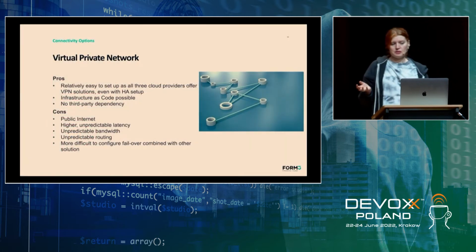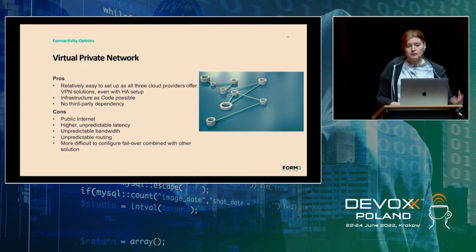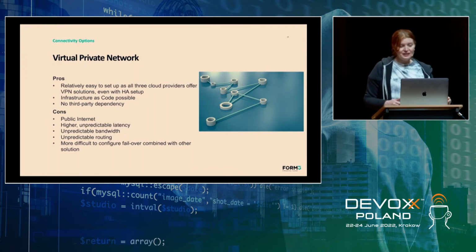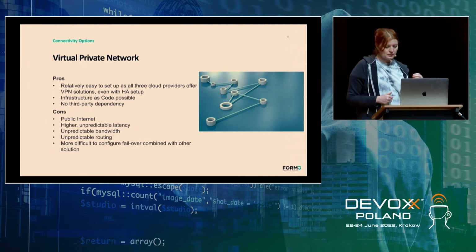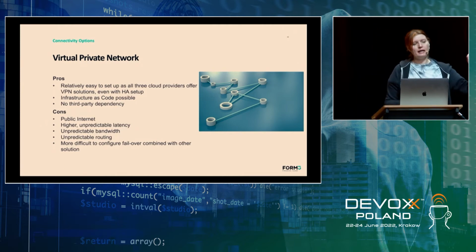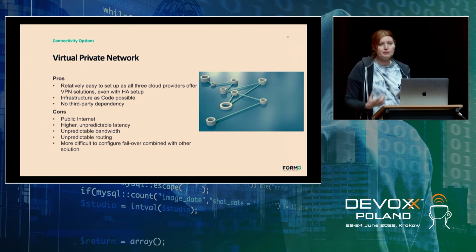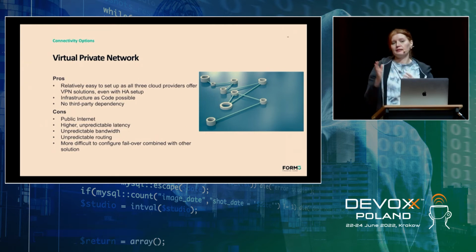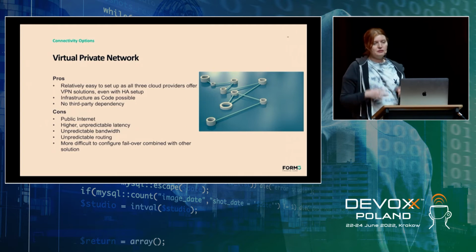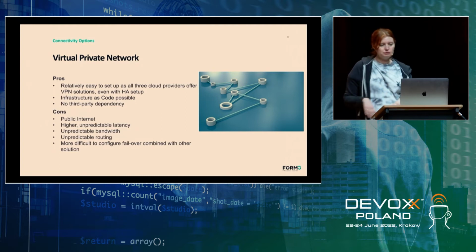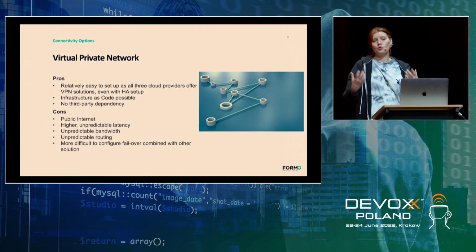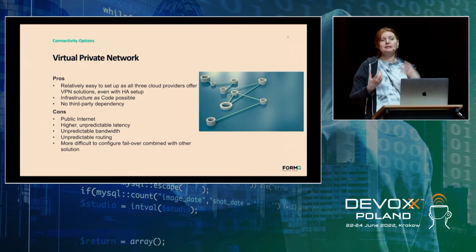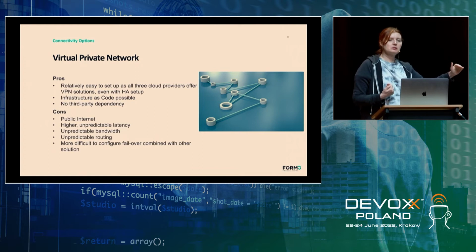What are the pros and cons? With a virtual private network, as you could notice, we go over the public internet. So that's very unpredictable. We can have higher, unpredictable spikes in latency. We don't have a predictable, steady bandwidth. It depends on the current traffic in the area. We have this unpredictable routing, which goes through public routes, so it can cross borders.